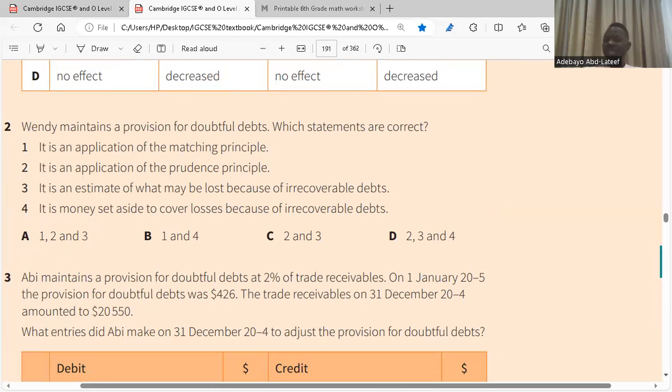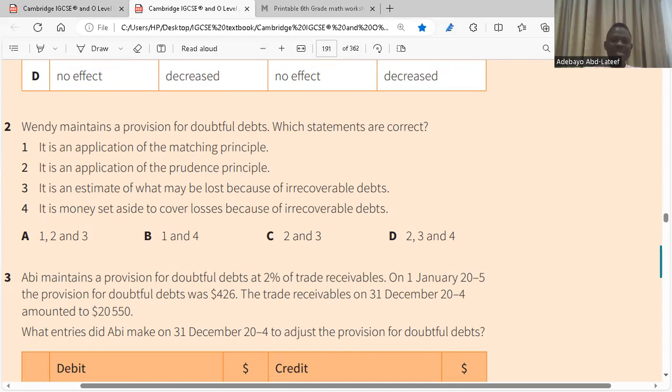When it maintains a provision for doubtful debt, which statements are correct? It is an application of matching principle. Yes. It's an application of prudence principle. Yes. It's an estimate of what may be lost because of irrecoverable debts. Yes. So it's A. Hold on, please.